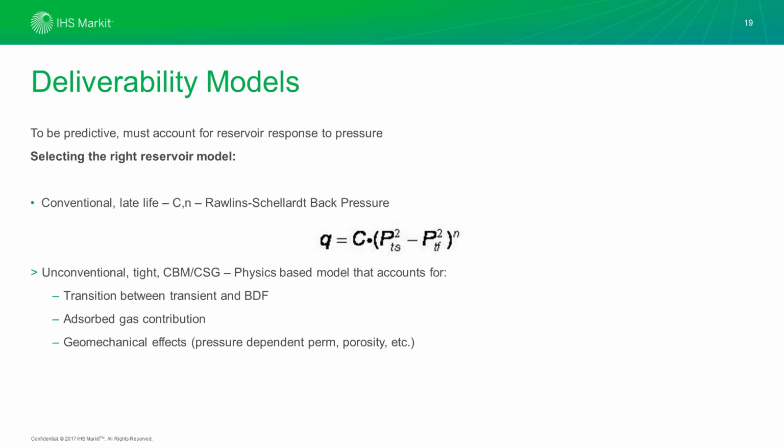If we think about conventional type systems, the Rawlins-Schellhardt back pressure equation is the one that we tend to use. But in systems where we have unconventional or very low permeability systems, we need to make sure that we are accounting for the transitions between transient and boundary dominated flow. Another option is if we have coal bed methane wells, we need to make sure that we're accounting for other factors such as the adsorbed gas contribution. So depending on the type of system we have, we need to make sure that we use the right correlation.